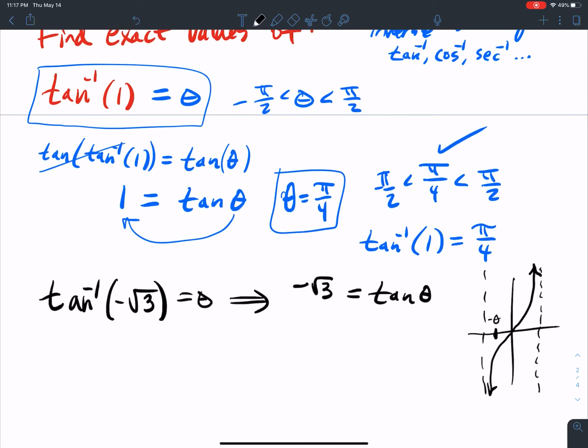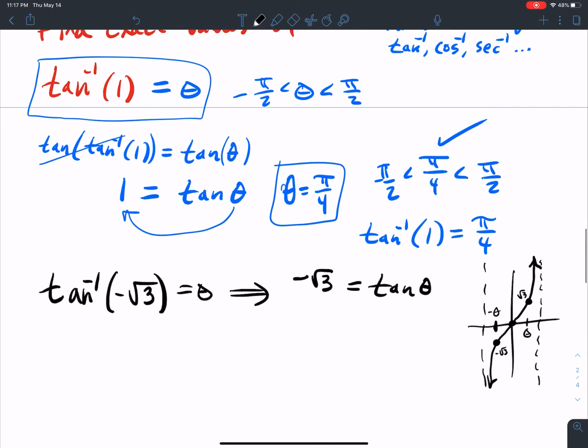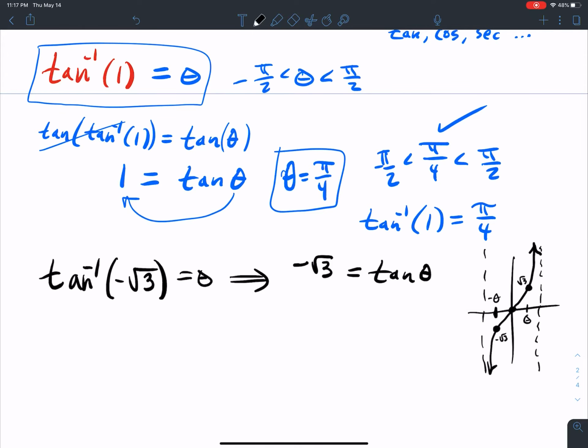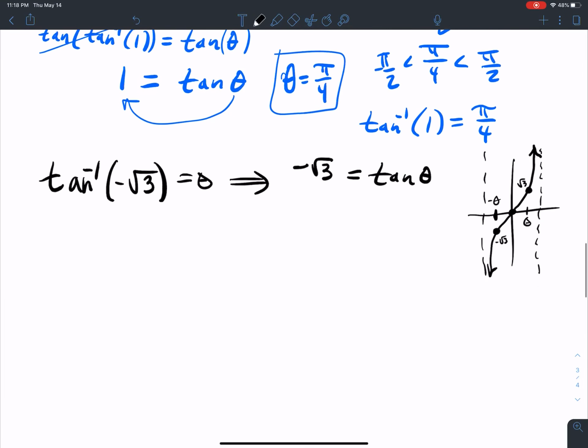So what do we know? This negative square root 3 down here is the same as this positive square root 3 up here. It's symmetric, right? It's odd. Symmetric about the origin. All right, so do I know a theta where tangent theta gets me square root of 3? Well, we've got to think back to the unit circle.